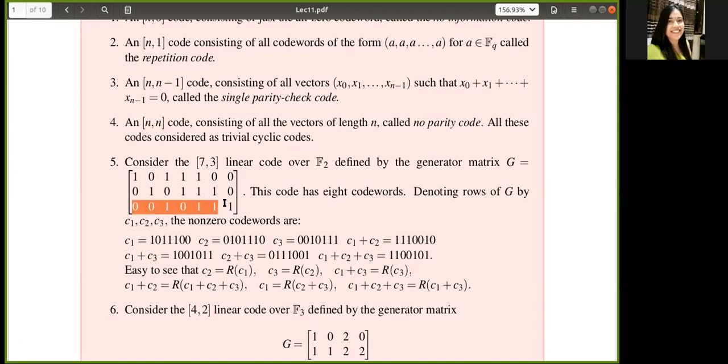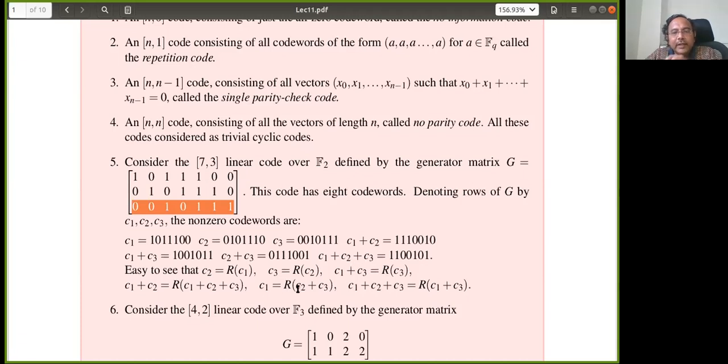So, a cyclic shift of the second row, right? It is just a shift of that and we'll get this. So that's what I wrote here. C1, C2 equal to the right shift of C1, C3 equal to the right shift of C2. C1 plus C3, you can check, it is the right shift of C3.